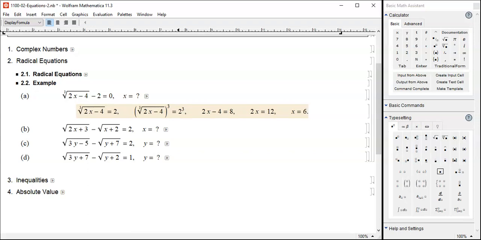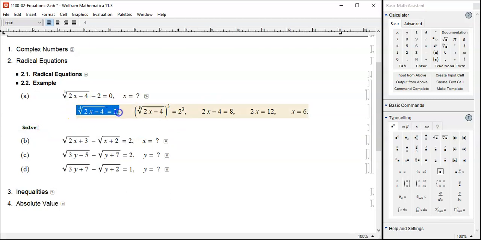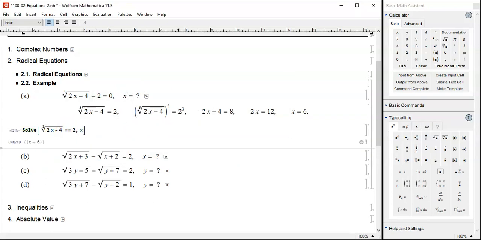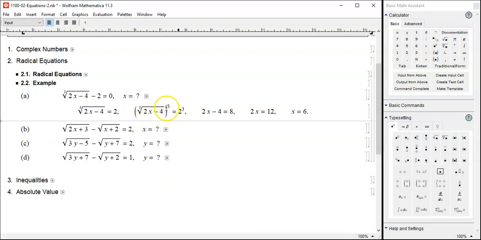Looks like that's what we are getting. Is everything correct? Let's copy and paste this thing, and let's ask Mathematica if this is right. The computer algebra system agreed with me. X equals 6 is the solution. And this is how you do it. Isolate the radical and take the power. And that's how you can remove the radical. Once that is gone, it's easy from here.